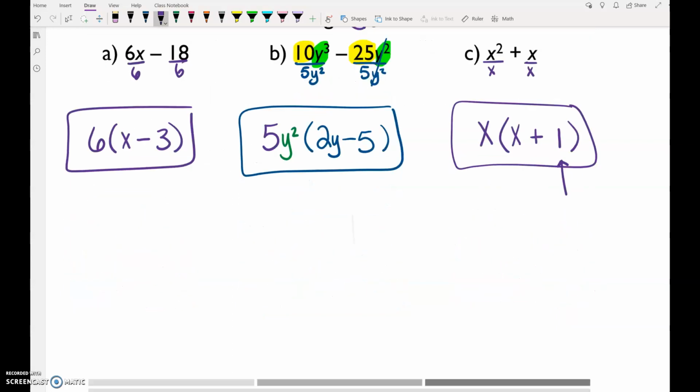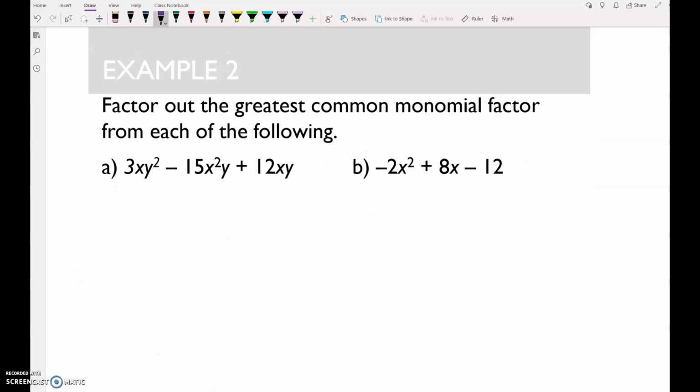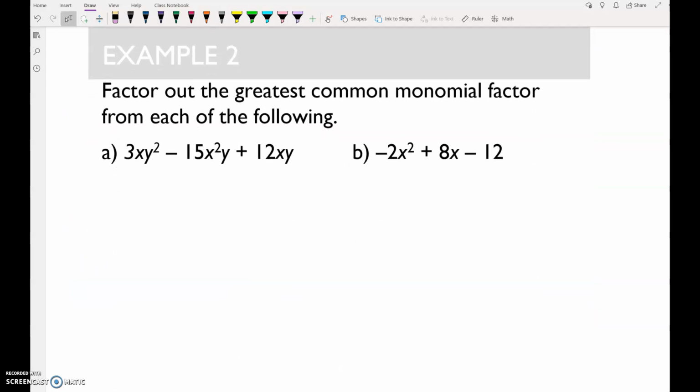Okay, let's move on to greatest common factor factoring with trinomials. Let's actually do B first and then A. So in B, what do 2x squared, 8x, and 12 have in common? Start with the numbers. What do negative 2, 8, and negative 12 have in common? 2.